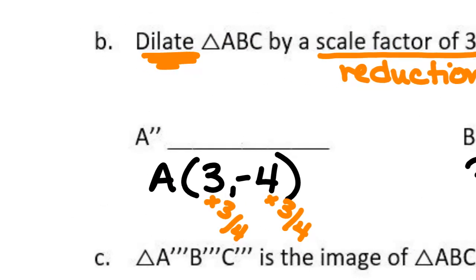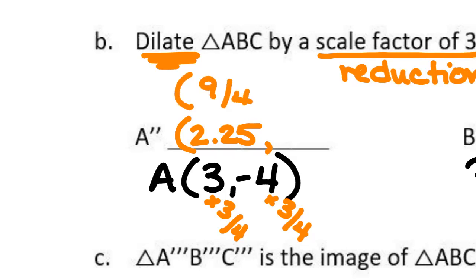What is 3 times 3/4? 2.25. Depending on the calculator you're using, it might leave it in its fraction form, which would be 9/4. If you're using one of my yellow calculators, it's probably going to leave it in fraction form. If you want the decimal, push this button right above enter, and it'll change it from fraction into decimal. All right, then we still need to do the y part. What is negative 4 times 3/4? Negative 3.